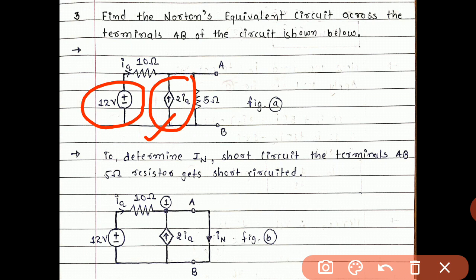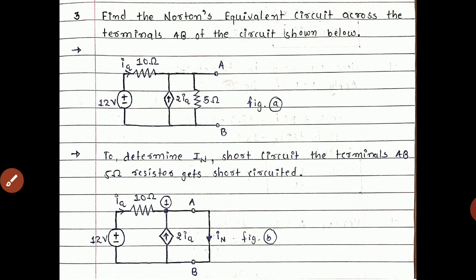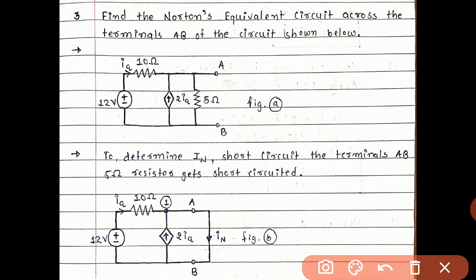Our first step is to determine the value of In. Short circuit the terminals AB, so the 5 ohm resistor gets short circuited. Whatever load terminals are provided, between A and B we have to short this terminal. This 5 ohm is also in parallel with terminals A and B, so it will also be short circuited and the entire circuit becomes like this.